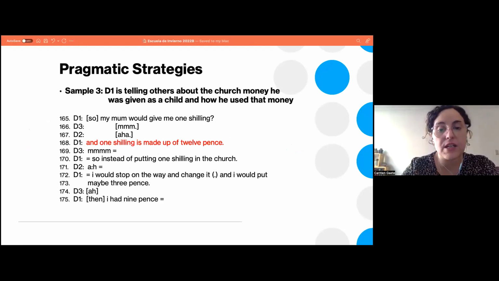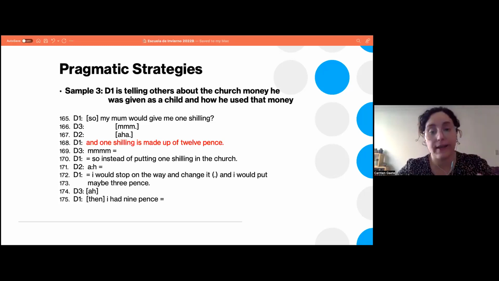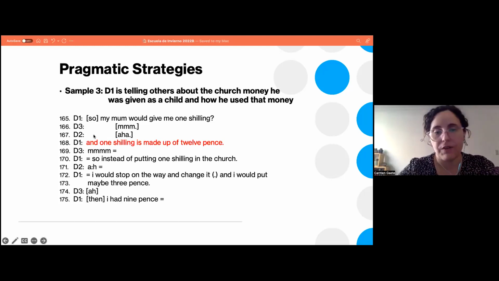D2 and D3 are from Asia. So they use English as a second or foreign language, right? Okay. So D1 starts by saying, so my mom would give me one shilling, and the other ones, at the same time, these two speakers accept this, saying it's like an invitation to continue. And then D1 does the following, and one shilling is made up of 12 pence.